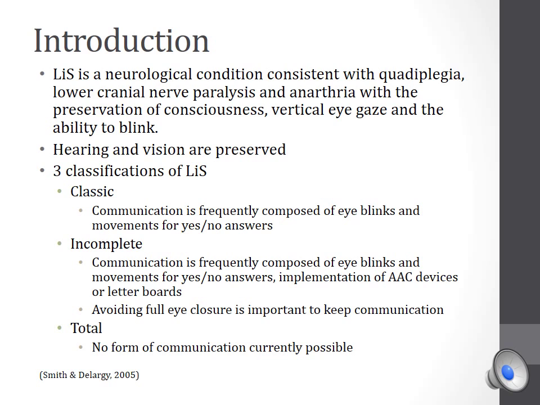There are three classifications of locked-in syndrome: classic, incomplete, and total. Classic locked-in syndrome consists of quadriplegia and anarthria with preserved consciousness and vertical eye movement. Incomplete locked-in syndrome consists of the same characteristics as classic, as well as remnants of voluntary movements other than vertical eye movement. And total locked-in is the complete immobility and inability to communicate with full consciousness.